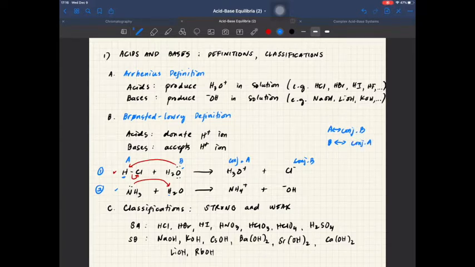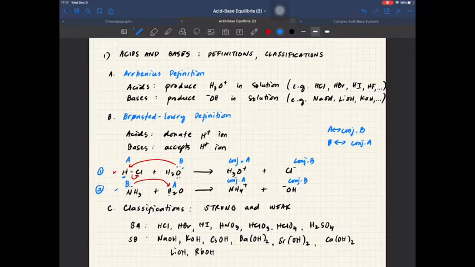In equation number 2, we also have the same instance. Our base in this context is ammonia and acid is water since it donates its hydrogen ion. So the base produces a conjugate acid, which is ammonium cation, and the acid also produces a conjugate base. A student learning about acid-base equilibria should remember these two terms because these two terms will recur in this particular topic. Now, we will classify acids and bases based on their strength.